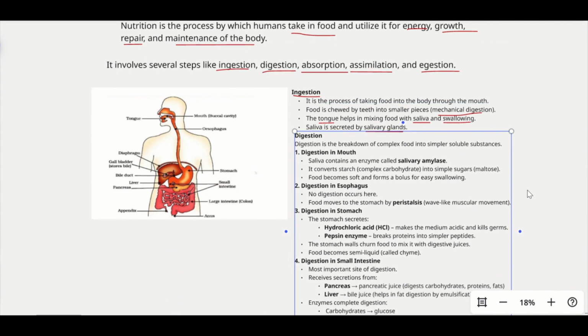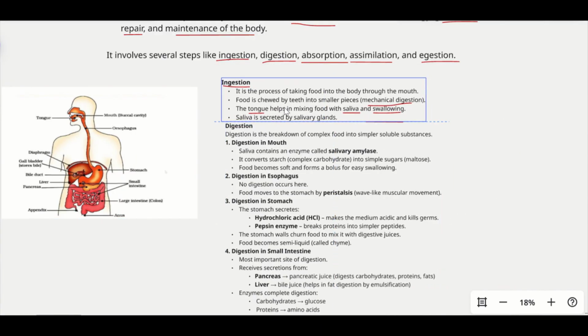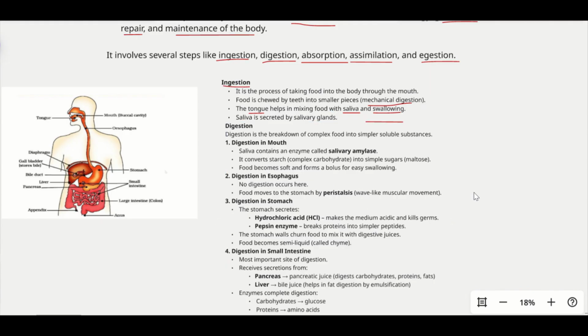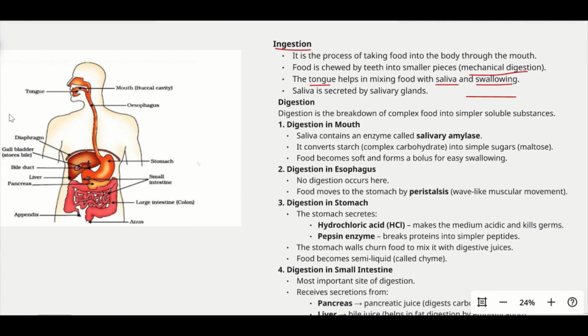So let's check the digestion in detail. First thing, as we mentioned, what is the definition of digestion? It is the breakdown of complex food into smaller soluble substances. And digestion starts from the mouth.